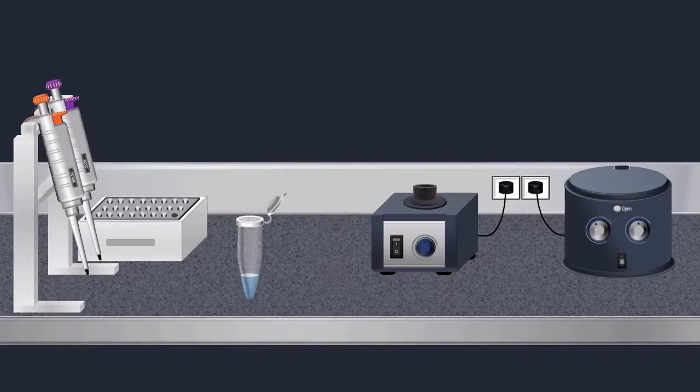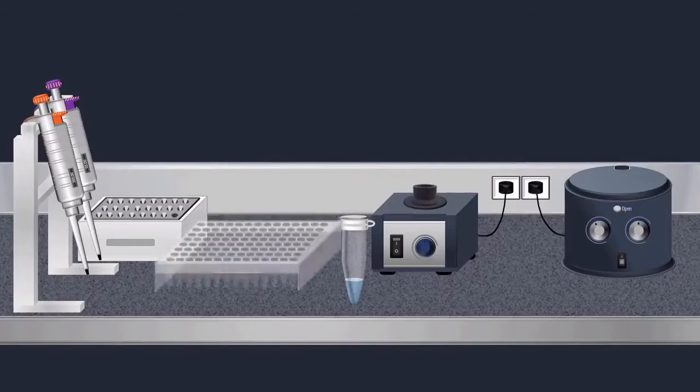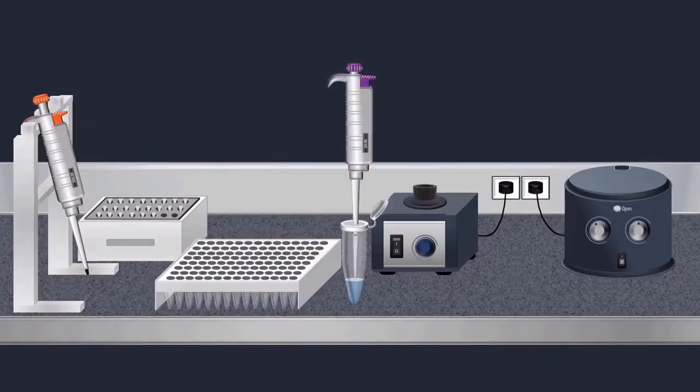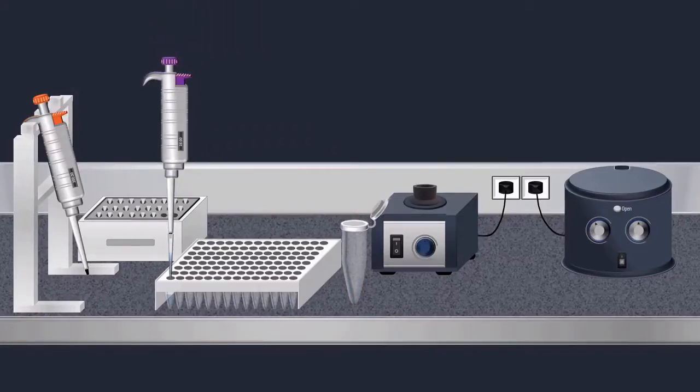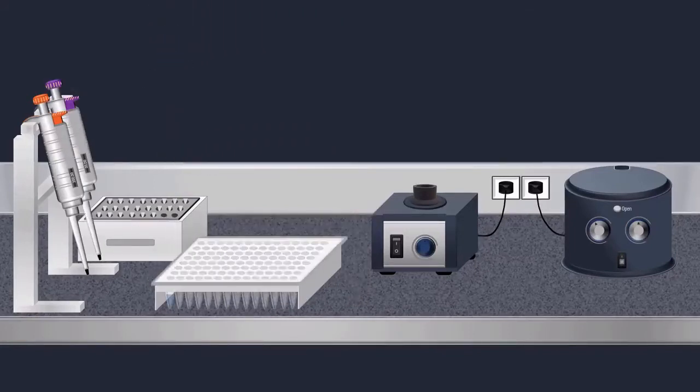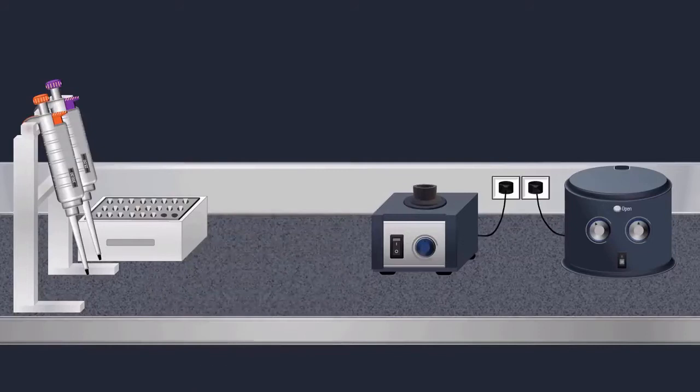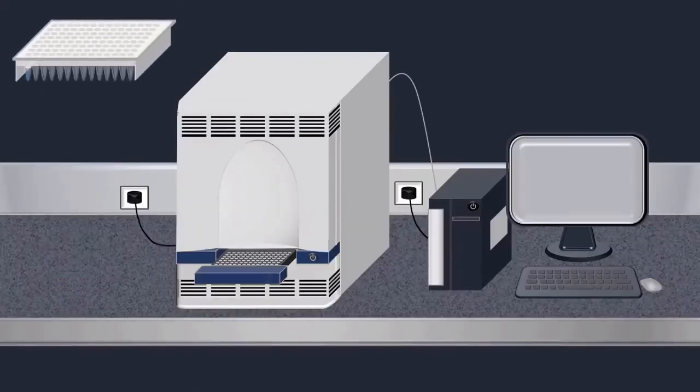The tube is mixed by pulse vortexing. Then the reaction mixture is loaded into a PCR plate, which generally contains 96 wells, allowing the analysis of several samples at the same time. Next, the plate is placed in a PCR machine, which is essentially a thermal cycler.